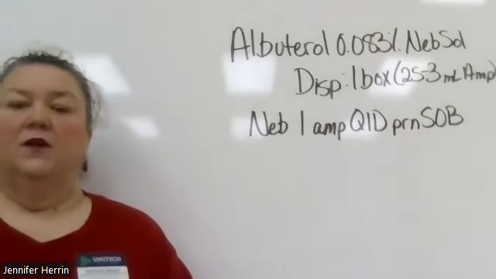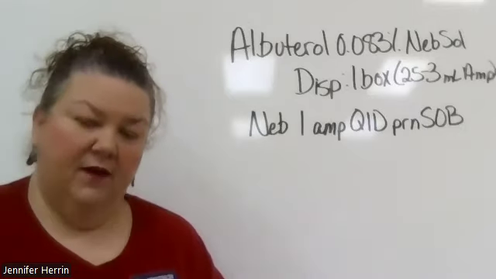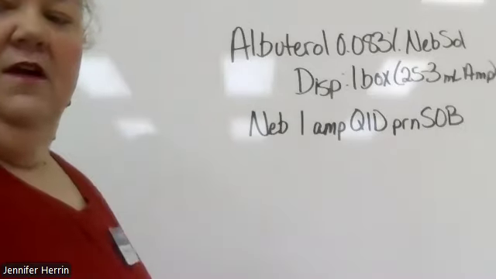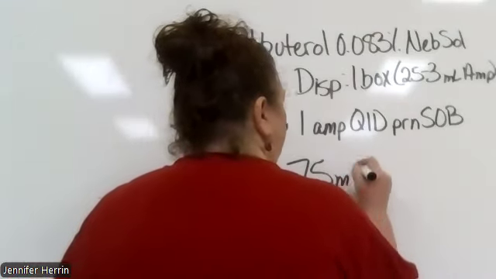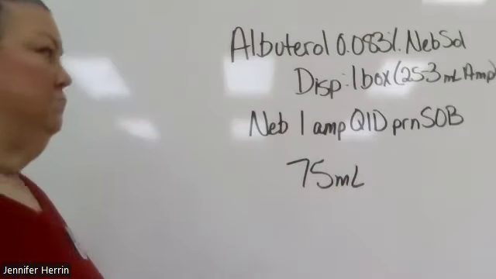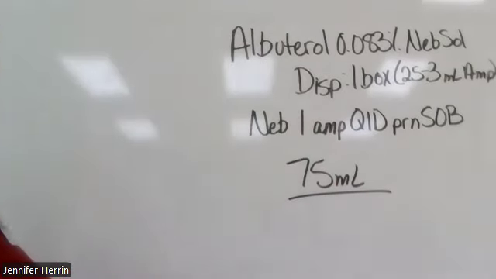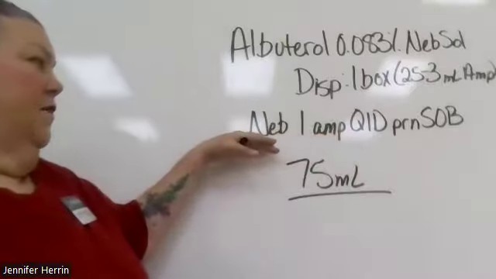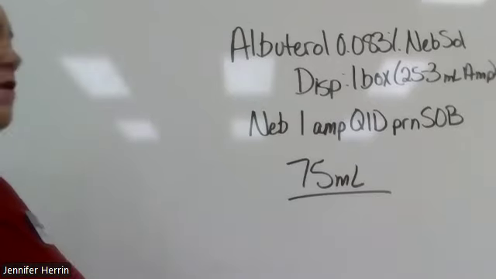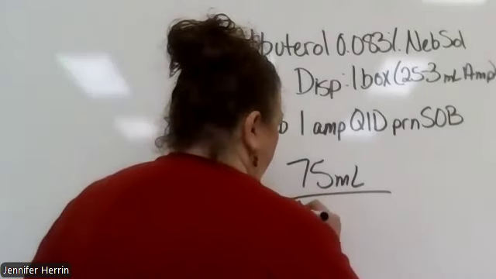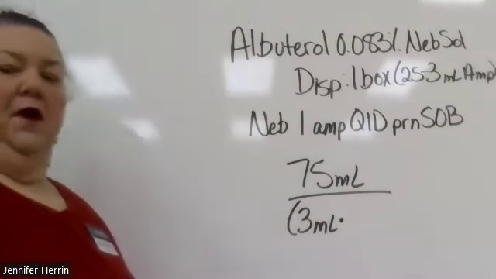I tend to do milliliters because we cannot bill the insurance company for ampules. We have to bill them by the milliliters. So 25 times 3 gives me 75, right? That's my quantity for the 1 box in milliliters. So I need to also convert my dose into milliliters as well. We're only using 1 ampule, which is 3 milliliters, right? So that's how we handle that.